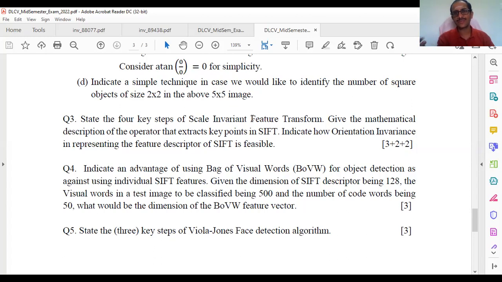Scale space peak selection means what? You use the difference of Gaussians or the LoG, Laplacian of Gaussian, and there you try to figure out which is the maxima or minima. That gives us the feature points. If you write like that, your understanding will be clear.